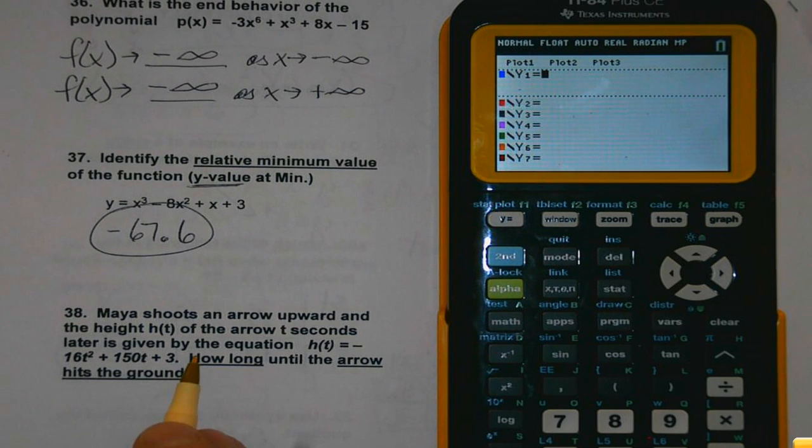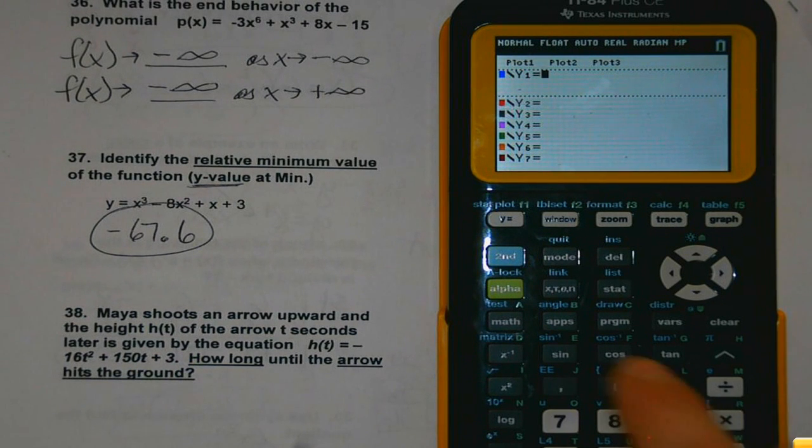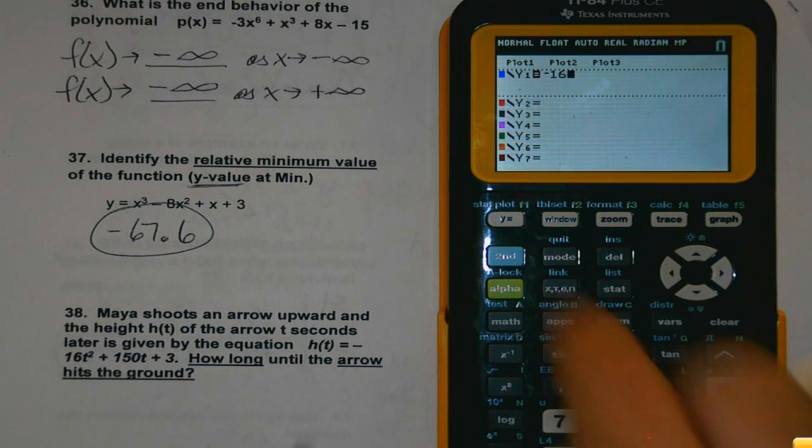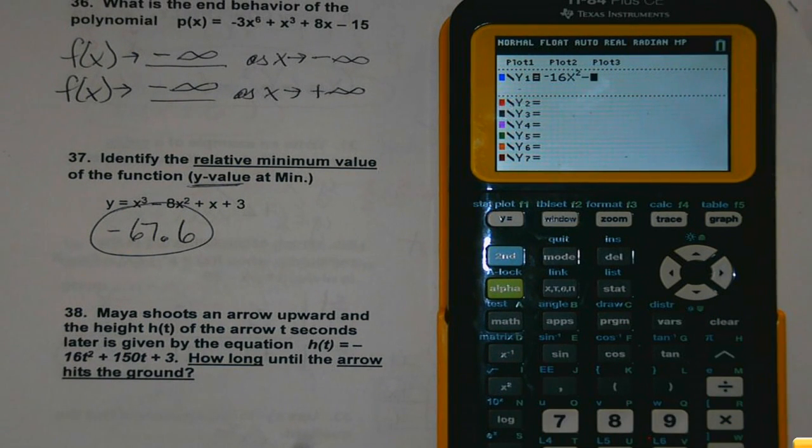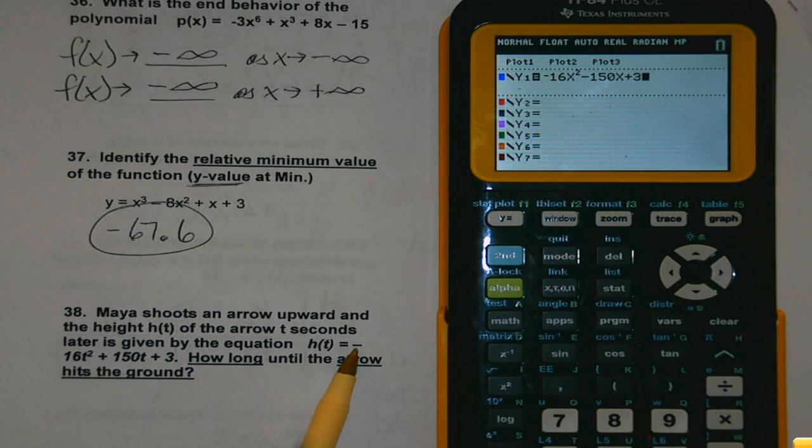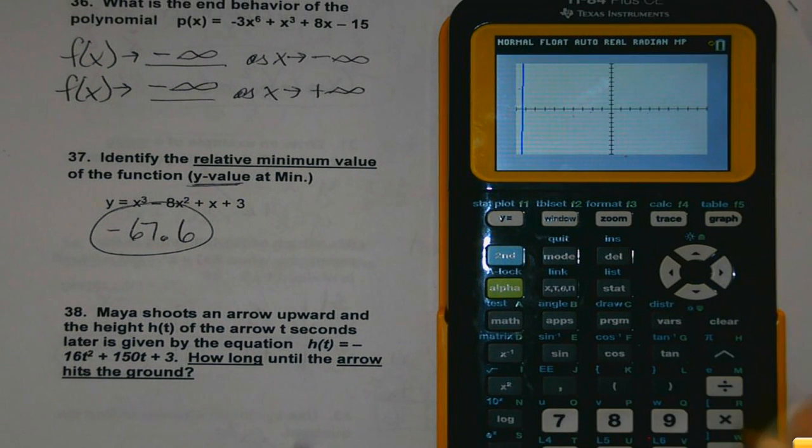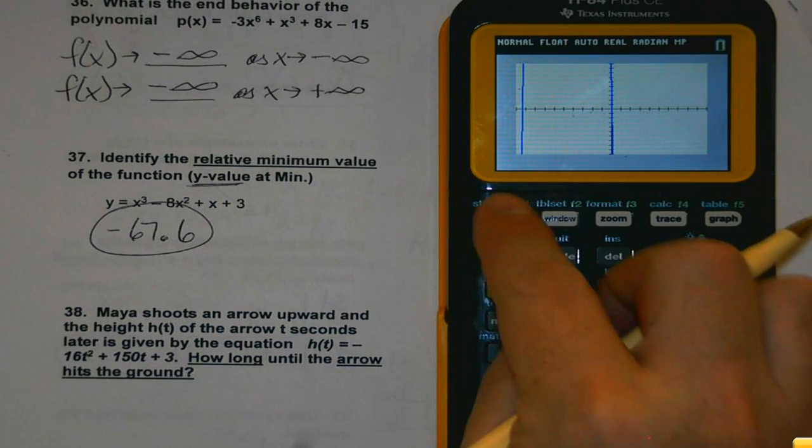All right. Maya, she's shooting an arrow. Negative 16x squared plus 150x plus 3. Yeah, because the negative kind of got lost over here. So let's take a look at the picture. Now this one looks a little more interesting. Like, this is going to come down in a hurry.